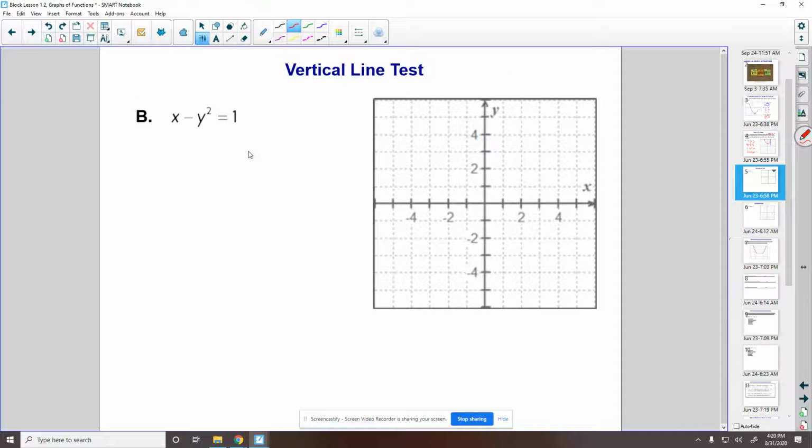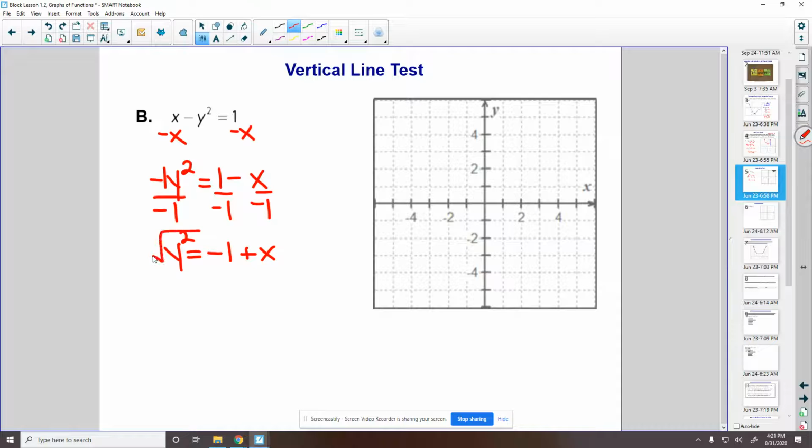Oh good, I get to draw another graph. Okay, so same thing, solve for y. So we're going to subtract the x. We get -y squared equals 1 minus x. I'm going to say this is a -1, so let's divide by -1, and we get y squared equals -1 plus x. And then we do need to square root to undo the squared. So I'm going to say y is equal to plus or minus, and I'm going to flip this and make it x minus 1 because I think it looks nicer that way.